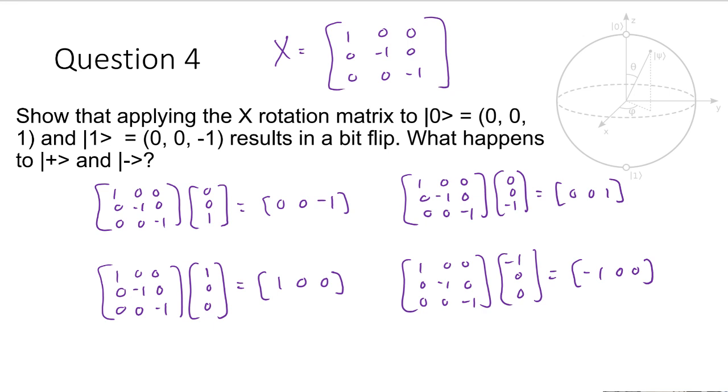So here's our X gate. Our coordinates for plus are 1, 0, 0. So it's the x-axis vector. That gives us back 1, 0, 0. And if we apply it to our minus vector, that's minus 1, 0, 0, we get back minus 1, 0, 0. So as you would expect from looking at the geometry of the Bloch sphere, it leaves these alone. It doesn't do anything.